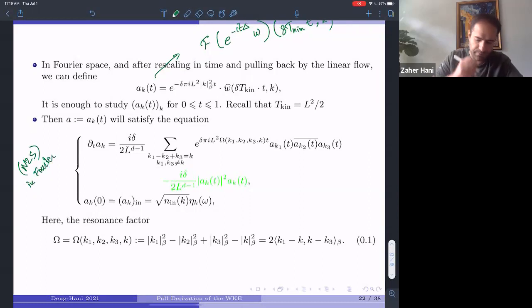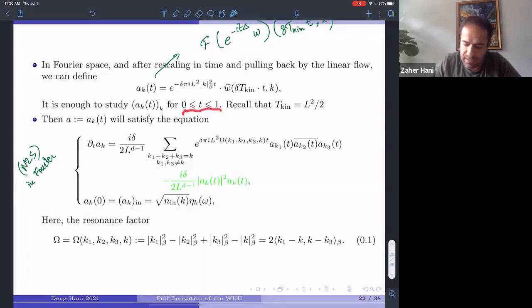Okay, most of you are very familiar with this. So here it is: d tau A_k is equal to i delta over 2 L to the d minus 1. The reason why we have this again is because now I'm only analyzing A_k on the interval [0, 1]. Okay, so we rescale time so that we only need to study A_k on the interval [0, 1].